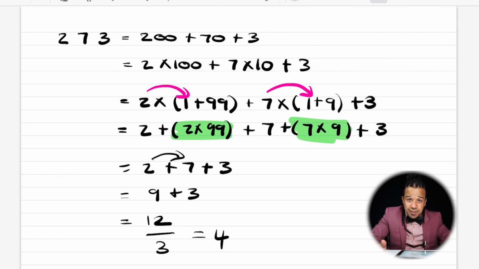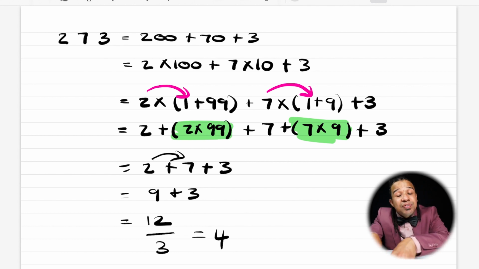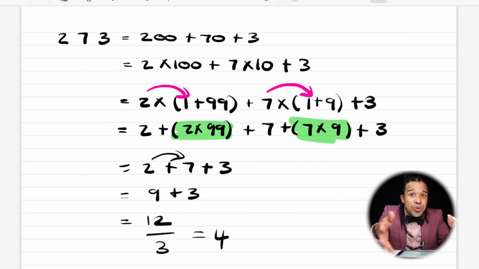So we first proved that 7 times 99 is divisible by 3, which it is. We then proved that 7 times 9 is divisible by 3. And then we were left with 2 plus 7 plus 3, which is also divisible by 3. So our entire number is divisible by 3. It's just we tackle it piece by piece. Okay? So, yeah, that's the reasoning and the logic behind it.